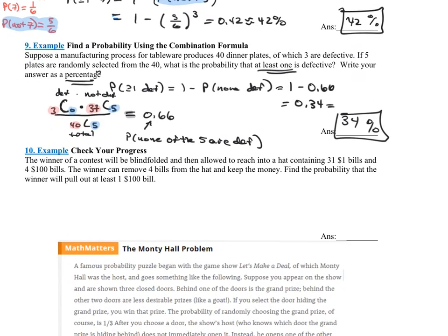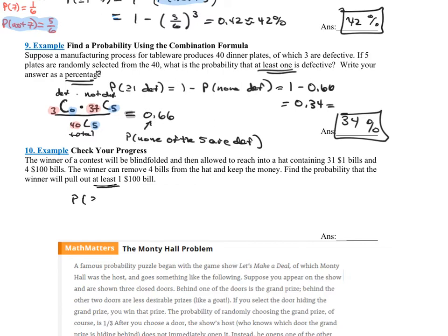Let's go on to example 10. It says the winner of a contest will be blindfolded and then allowed to reach into a hat containing 31 $1 bills and 4 $100 bills. Notice that's a total of 35 bills in the hat. So the winner can remove 4 bills from the hat and keep the money. Find the probability that the winner will pull out at least one $100 bill.